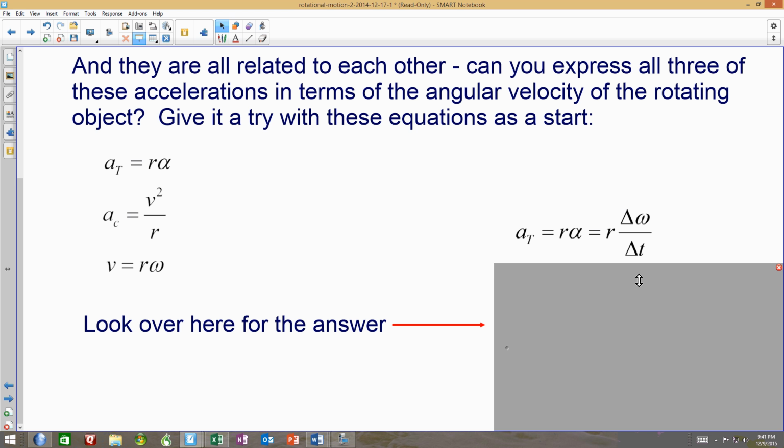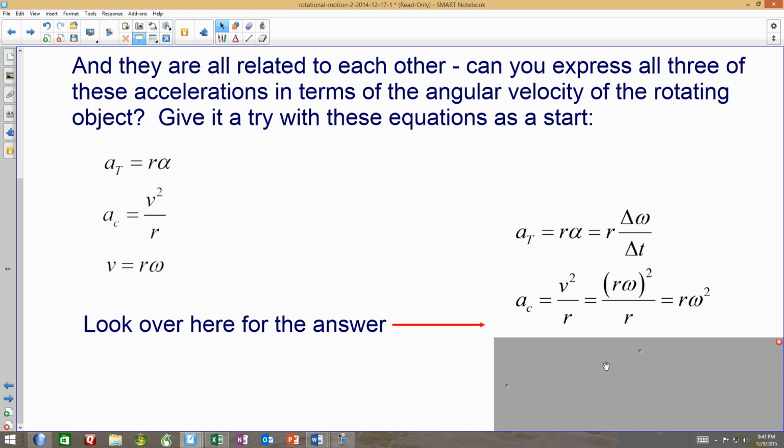So let's take a look. We know that the tangential acceleration is r alpha. That's defined. And we know that that's equal to r delta omega over delta t. We know that omega is equal to v over r. Okay? And that means that we can replace this v squared in the centripetal acceleration equation. We can substitute in r omega for v. And then we end up with r squared omega squared over r. Well, r squared over r just gives us r. So the centripetal or center-seeking acceleration is just going to be r omega squared.